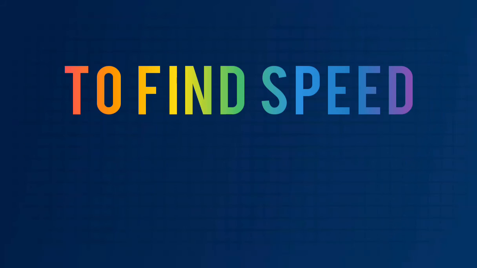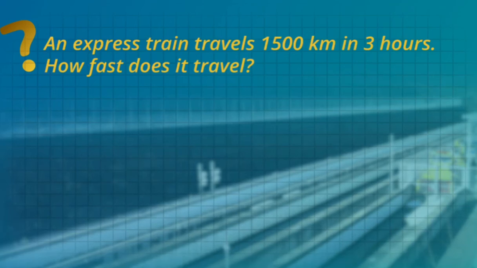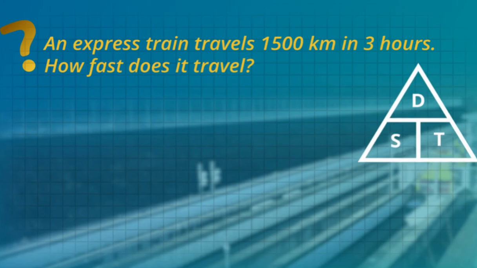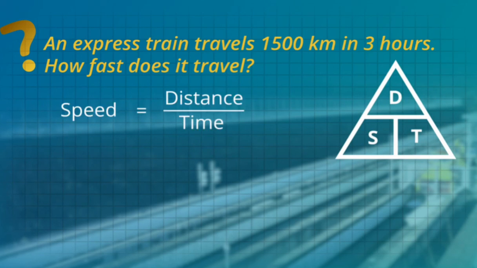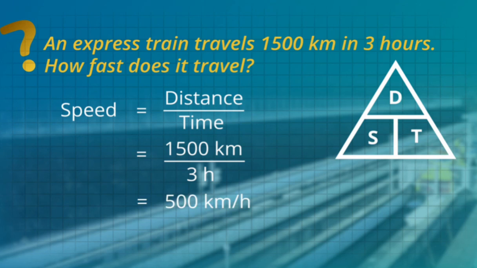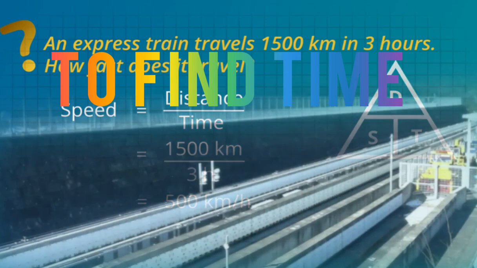Let's find speed. How do we find speed? Let's make use of the formula for finding speed from the triangle. The question says, a train travels a distance of 1,500 kilometers in 3 hours. How fast is this train traveling? Again, the formula is distance over time. That is 1,500 kilometers over 3 hours. When we divide the numerator by the denominator, we get 500 kilometers per hour. That is the speed.